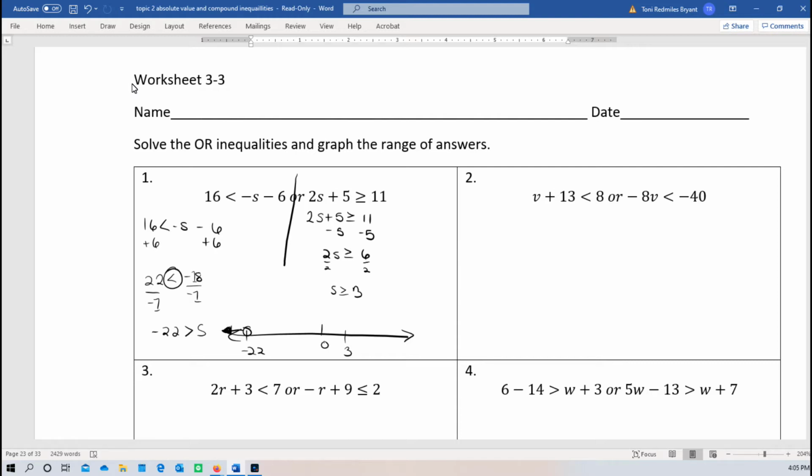We're good. But on this one, it's equal to 3, but it's also everything more than. So you see how it has two distinct things going on. It's this or it's this.